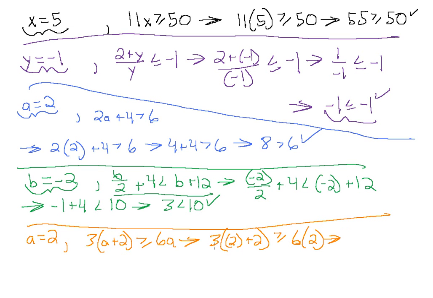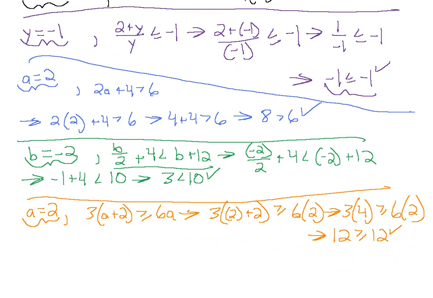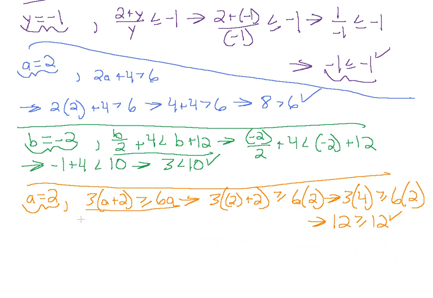All right, let's add inside the parentheses first. So 3 times 2 plus 2 is 4, greater than or equal to 6 times 2. Multiplying these two, we get 12 is greater than or equal to 12. 12 is equal to 12, so that checks out, which means 2 is indeed included in the solution set for this inequality. All right, let's look at a few more. This is good practice, checking our solutions to inequalities.